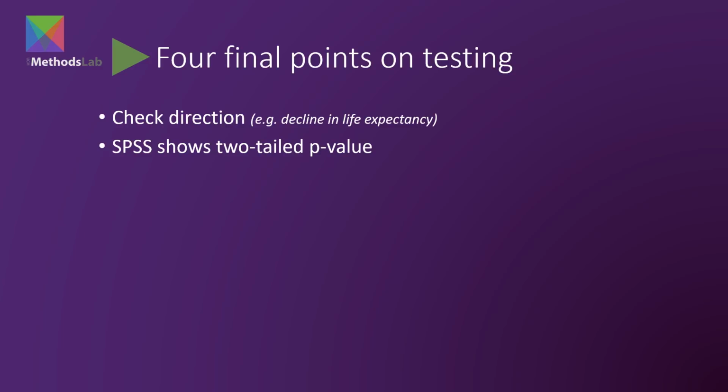By default, SPSS will show you a two-tailed p-value, which is generally what we want, which means it looks at two directions. So of course SPSS doesn't know whether you're interested in an increase or a decrease in life expectancy, and so it just shows you whether it has changed or not. Yeah, we can get back to this in the lab session if it's not clear.